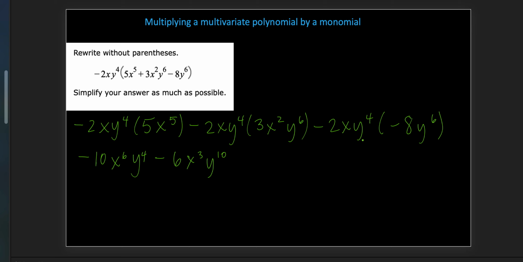And then we have a negative times a negative, and that's a positive. So 2 times 8 is 16. And then you have the x. And then y to the fourth times y to the sixth. So that's where you add the exponents. 4 plus 6 is 10.